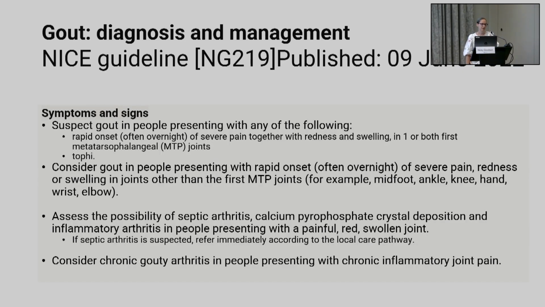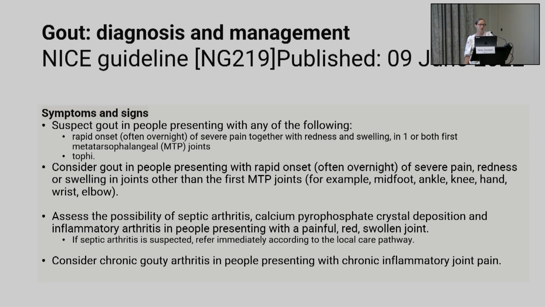So this is from the NICE guideline in 2022. So suspect gout in people presenting with rapid onset, often overnight, of severe pain, together with redness and swelling in one or both first metatarsal joints, or if they've got tophi. And then consider gout in people who present with rapid onset, often overnight, of severe pain or redness or swelling in the first MTP joints.